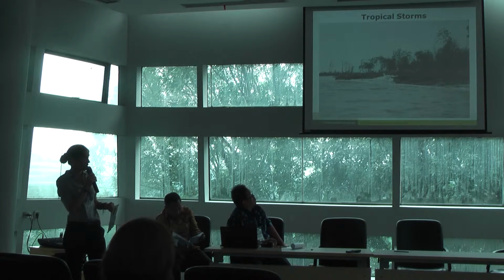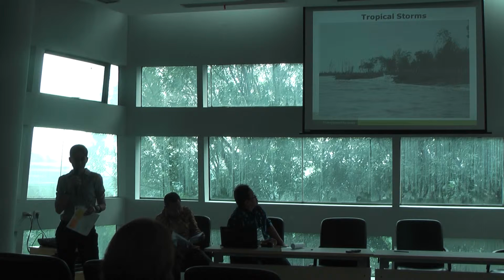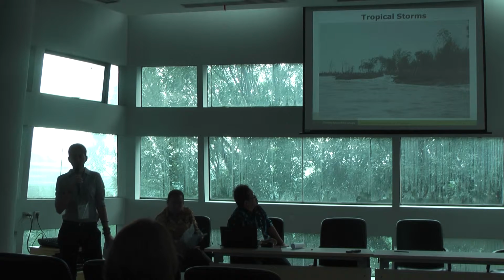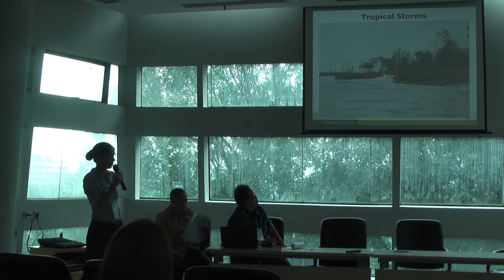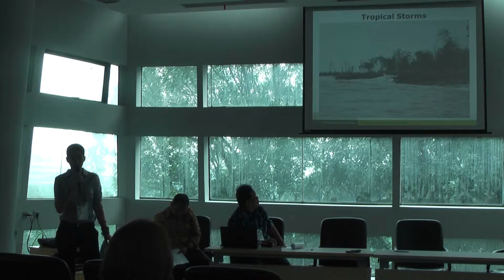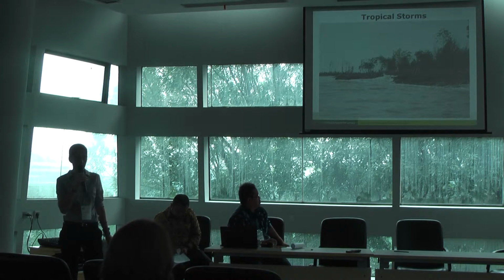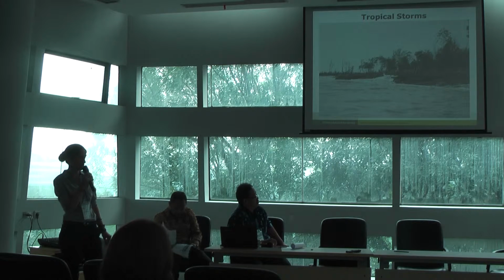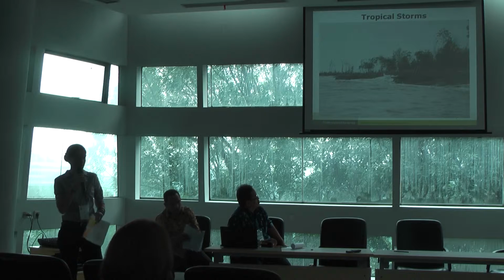Tropical storms are a low-pressure system that forms over warm tropical waters and are accompanied by violent winds and waves and can approach the coast in every direction. And they are going to continue having increased effects on the coast.